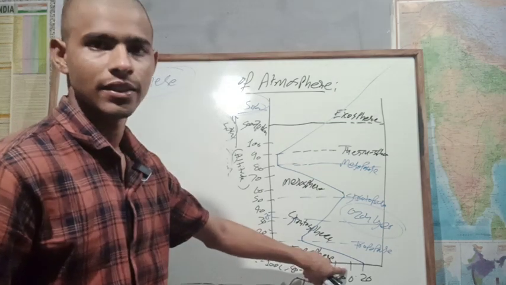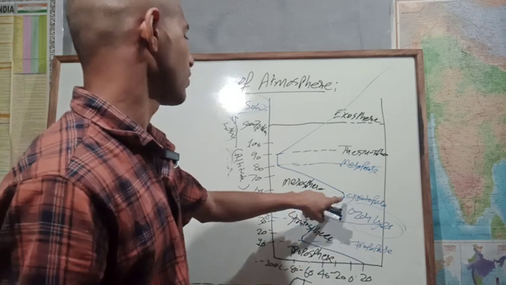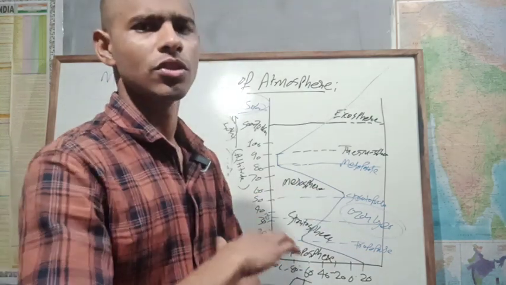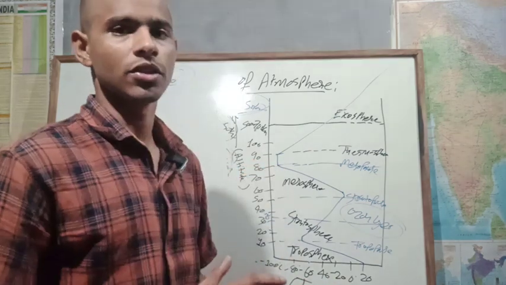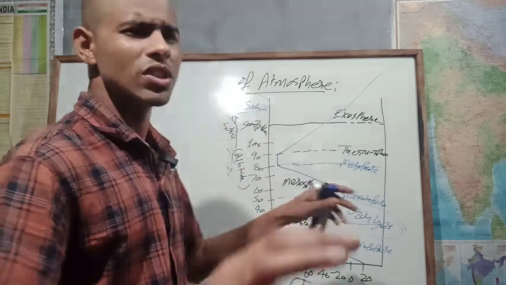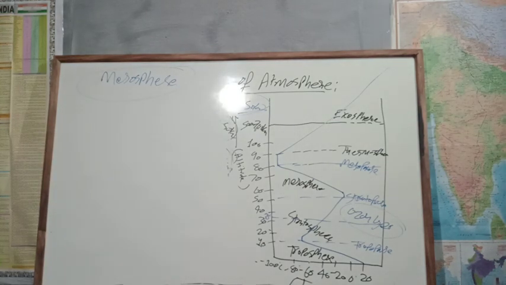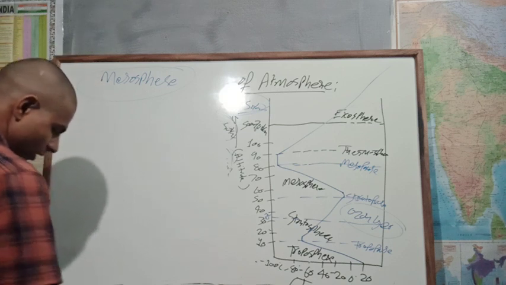But as we come to this mesosphere, what happens there? Temperature decreases so rapidly that at the height of around 80 kilometers, the temperature reaches minus 100 degrees Celsius. This is the lowest temperature in the atmosphere. Fine. So let's discuss the mesosphere.